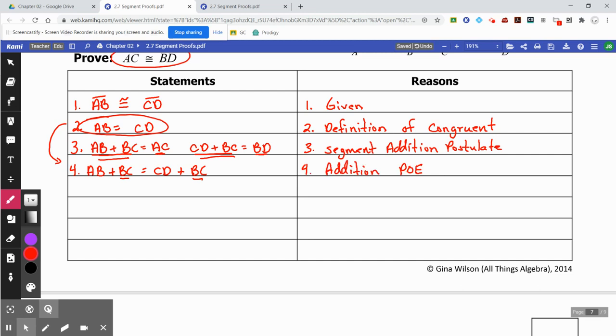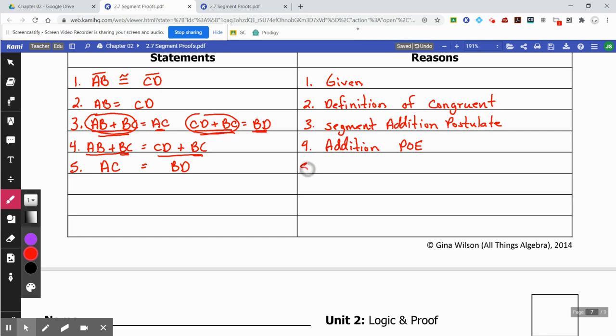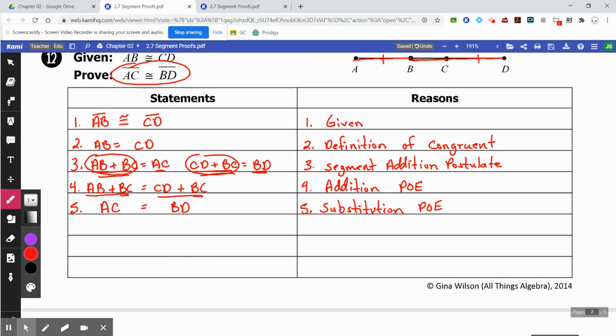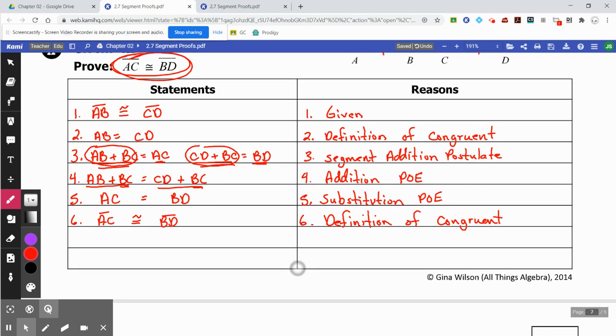And now all I have to do is take my statement from step 3. Since AB plus BC is equal to AC, and since CD plus BC is equal to BD, I can replace this with AC is equal to BD by simply substituting that in. So that's going to be your substitution property of equality. And now we're pretty much finished. AC is equal to BD, which means that they are congruent. And that would be by the definition of congruent.